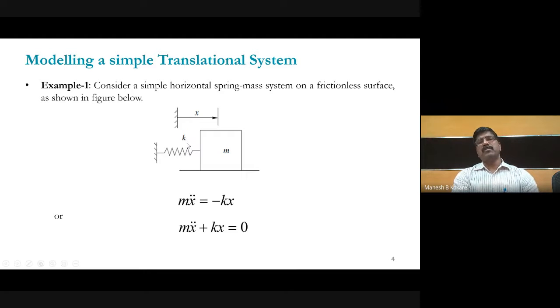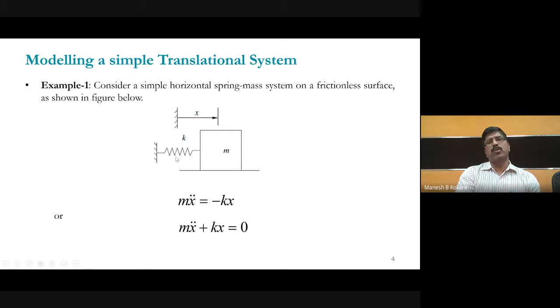So this one. Now, if you push this mass, definitely there will be opposite force offered by this spring element, and then this force of mass and this force of spring will be the same. So what is the force on the mass? That is equal to m into x double dash, that is nothing but the acceleration.